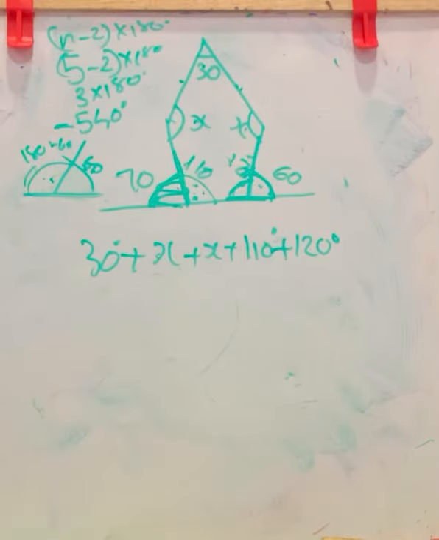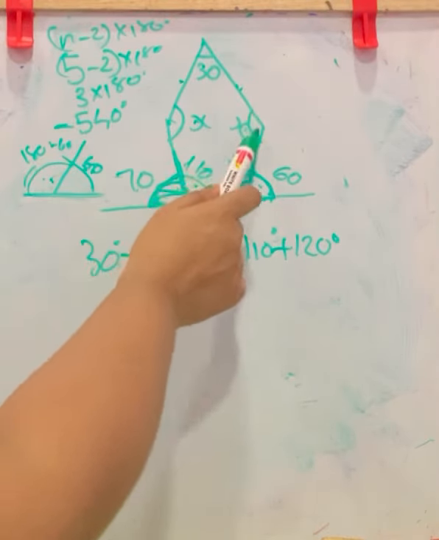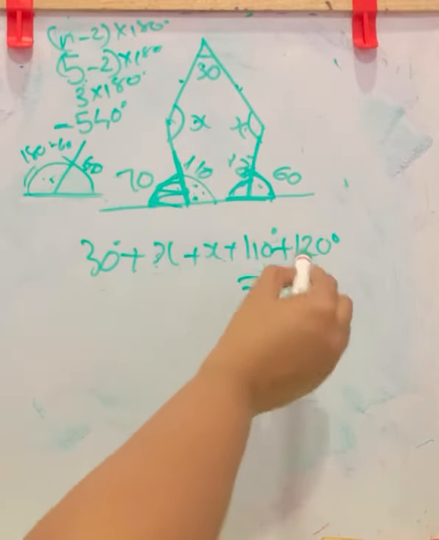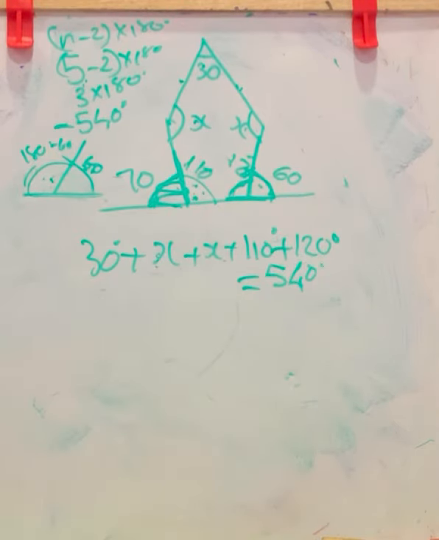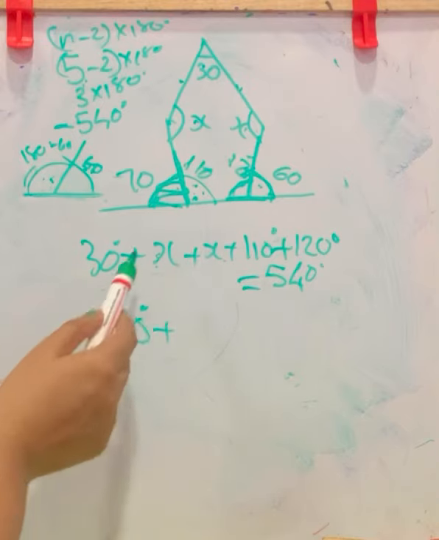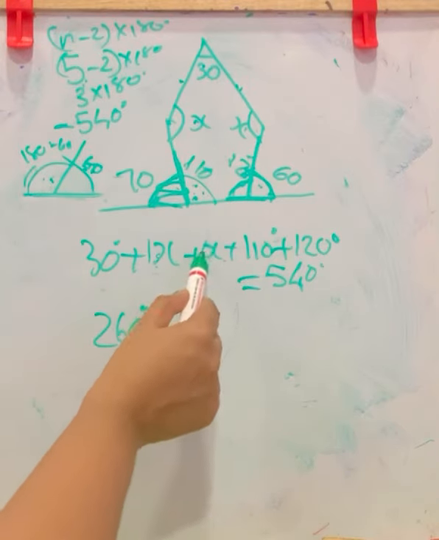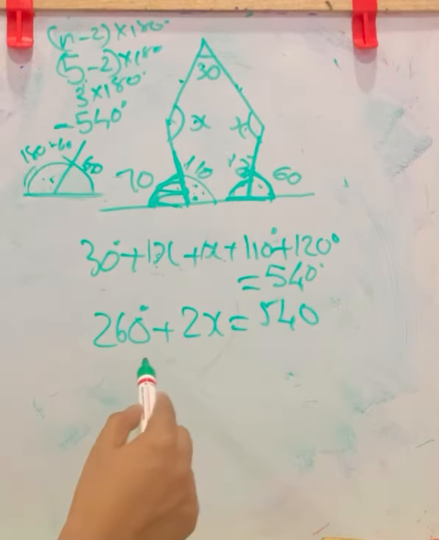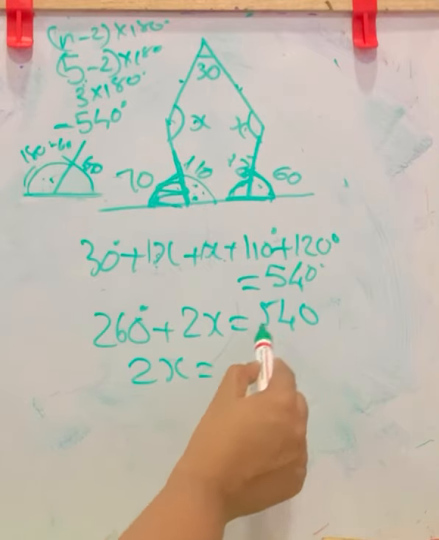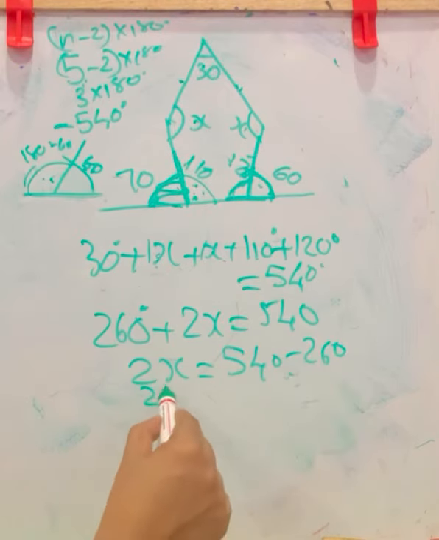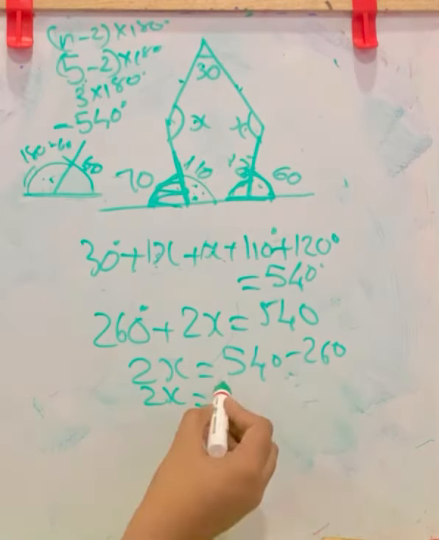Two angles are missing, but it is given both are equal. This is x, this is also x. And the angle sum of a pentagon is 540. We have already got the value 540 here. So this is 30 plus 110 plus 120. That is 260 is the sum plus x plus x. Simply x means 1x. Here also 1x. 1x plus 1x is 2x is equal to 540. Now keep this variable part here in LHS. 540 is there. Taking 260 to RHS, it becomes minus 260. That is 2x is equal to 540 minus 260 is 280.